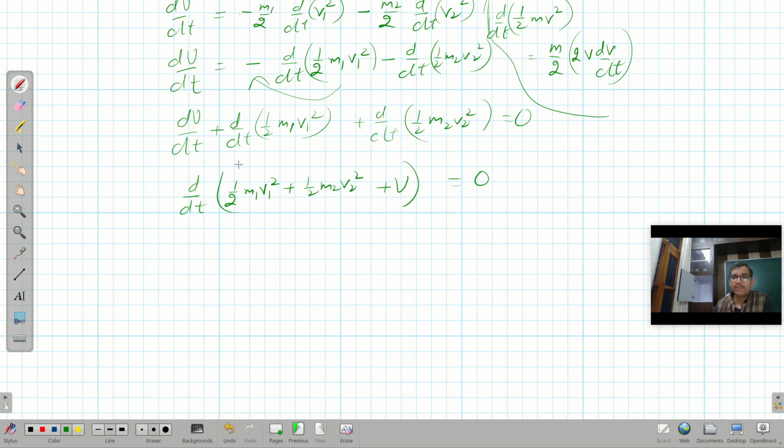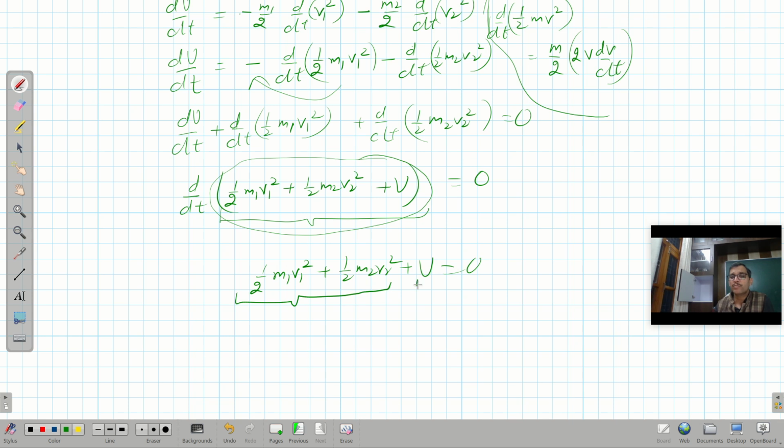So the derivative of something, if it is equal to 0, what does that mean? It is possible if and only if this term is a constant. So this concludes that half m1 v1 square plus half m2 v2 square plus u is constant. This is the kinetic energy of the system, and this is the potential energy of the system. So T plus u is nothing but the total energy E, and it comes out to be constant.